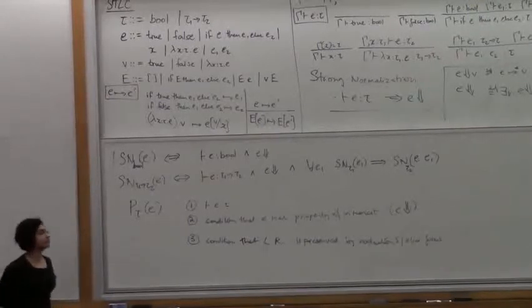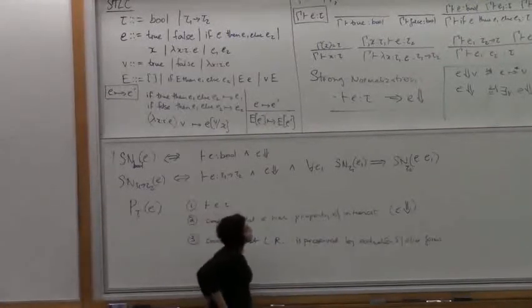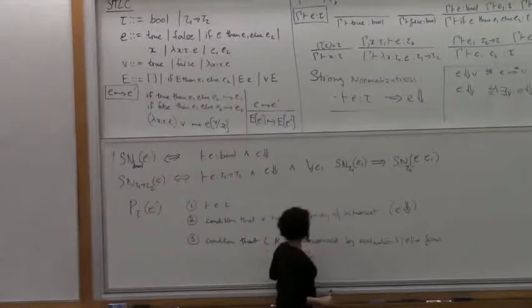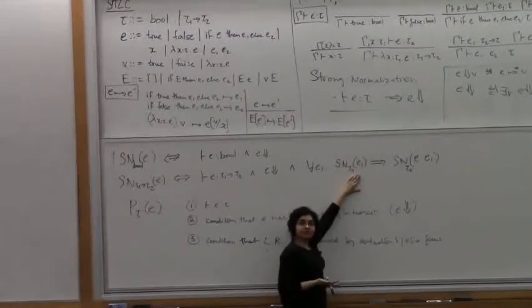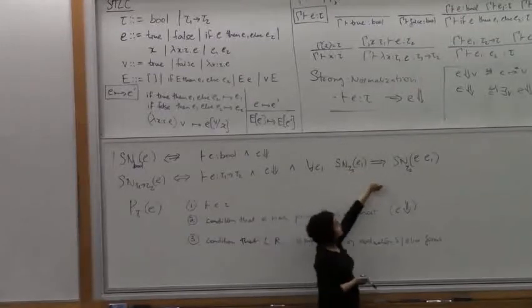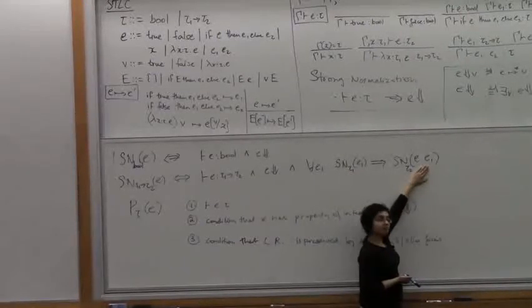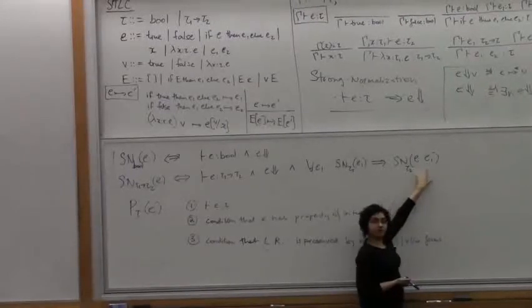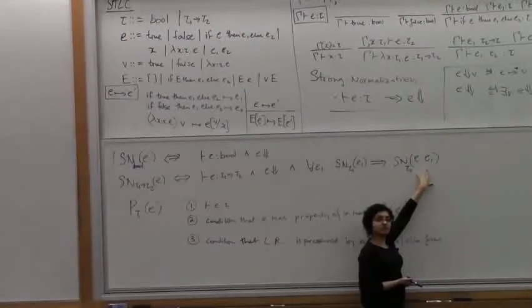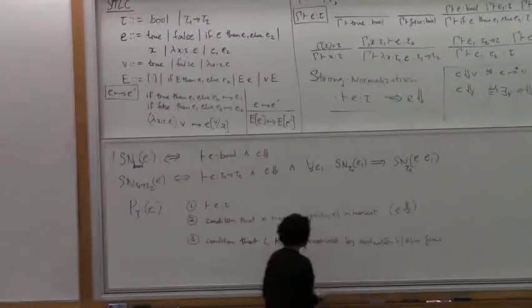Now we'll see this in a proof for a second, but basically what we're trying to build in is this third condition. If you give me an input, an argument that is strongly normalizing, then applying the function to that argument will be strongly normalizing as well. So we're building this requirement into the definition. Okay.